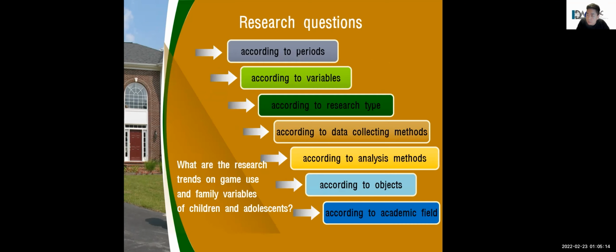The researchers deal with these research questions in this study. What are the research trends on game use and family variables of children and adolescents? We analyze these topics following 7 research questions. The first is according to period, the second according to variables, the third according to research type, the fourth according to data collecting method, the fifth according to analysis method, the sixth according to object, and the last according to academic fields. We will analyze the precedent study data based on these 7 factors.